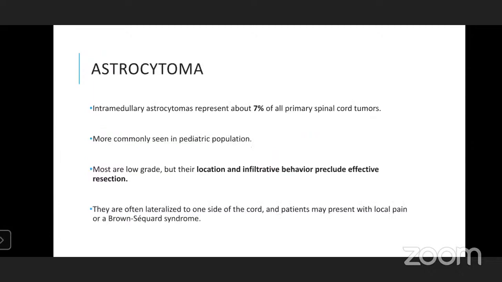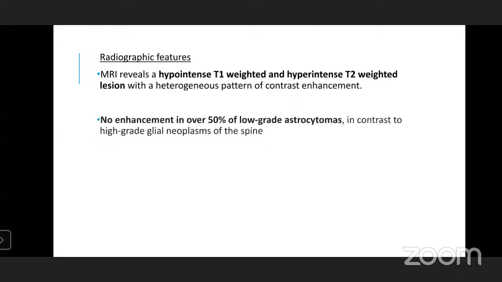Coming to astrocytomas, they are usually intramedullary, and they are about 7% of all the primary spinal cord tumors. They're most commonly seen in the pediatric population. Most are low grade, but their location and infiltrative behavior preclude effective resection. They're often lateralized to one side, and patients may have local pain or a Brown-Sequard syndrome.